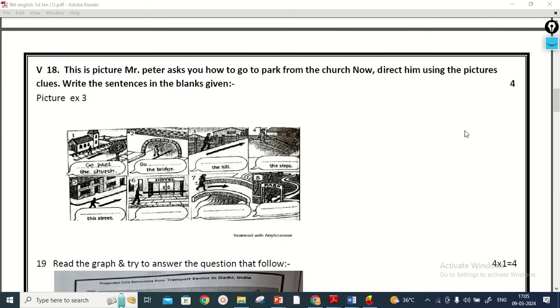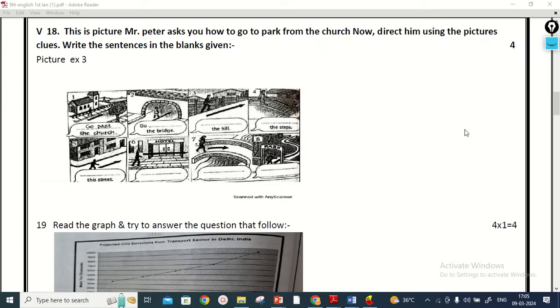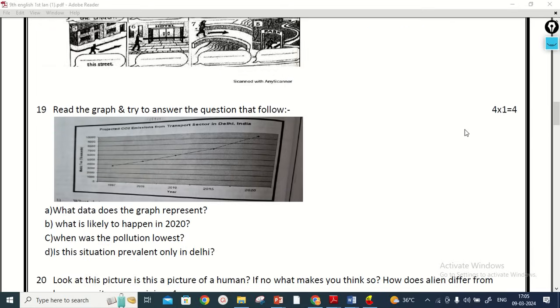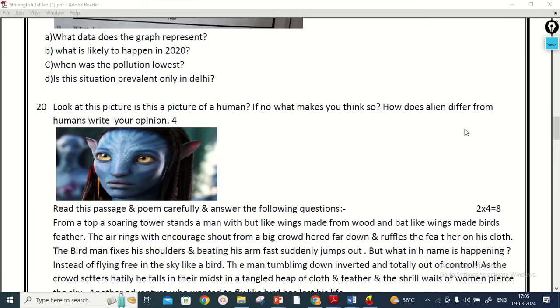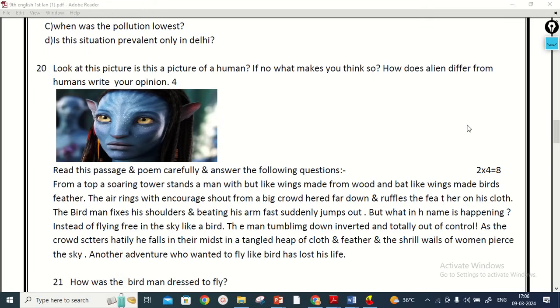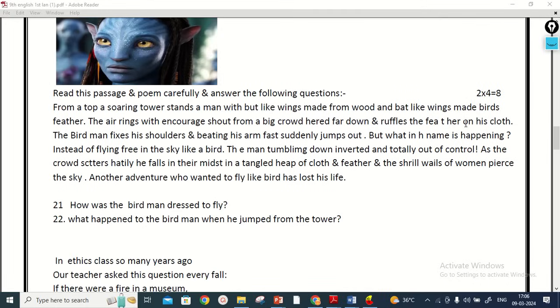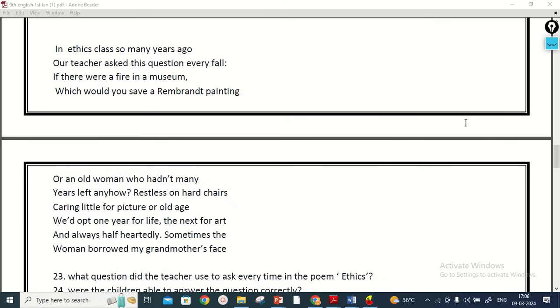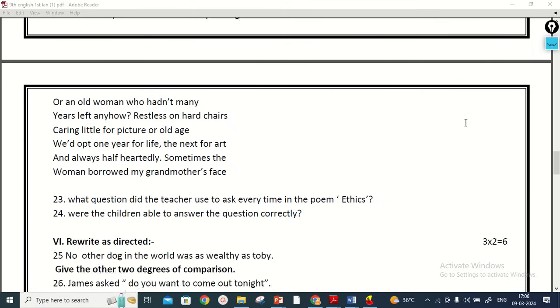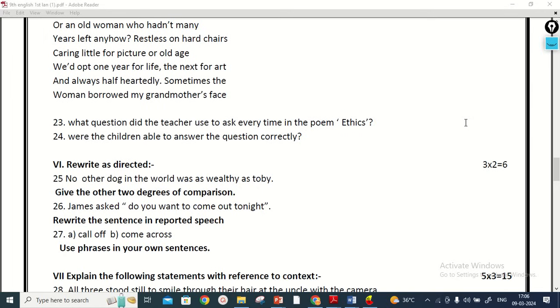Then this is the picture they have given, and you have to write some sentences about this picture. Then this is the graph they have given. By using this graph, you have to answer the four questions here, each carrying 1 mark, totally 4 marks. And here is a picture and a passage. You have to observe the picture, read the passage and answer the questions. There are two questions about this passage, and there is a poem. You have to read this poem and answer the two questions, 23 and 24, each carrying 1 mark.